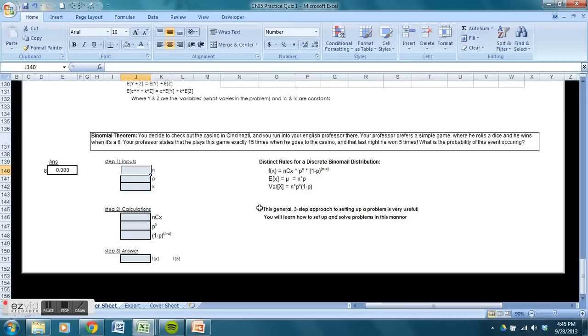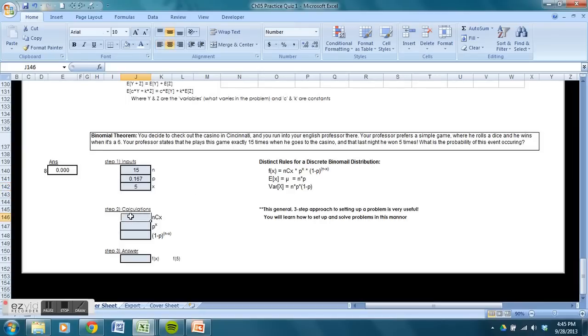N is 15. That represents the number of times that the event is recurring. He's playing the game 15 times. And P represents the probability for any one given situation that'll be a success. In this case, he's rolling a dice. He wins if it's a 6. So the probability of rolling a 6 is 1 over 6. X is the number of times we're looking for him to succeed exactly, which in this case is 5.